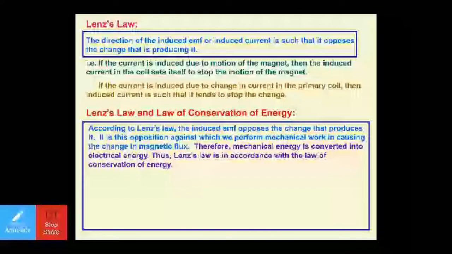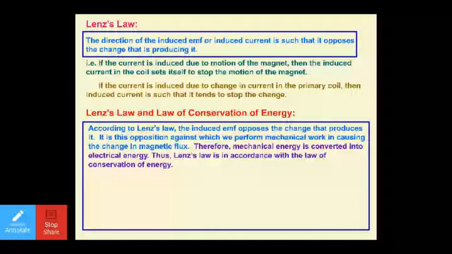Now, dear students, one thing is very clear: whatever work we are performing, whatever energy we expend, is producing one more energy. It means when the magnet was pulled or pushed towards the coil, you expended some energy. And because of the expense of that energy only, the induced EMF was getting produced. So what they want to say is that it is this opposition against which we perform the mechanical work in causing the change in the magnetic flux. Why is the magnetic flux linking here? Only because the expense of energy was done. Therefore, the mechanical energy is converted into electrical energy.